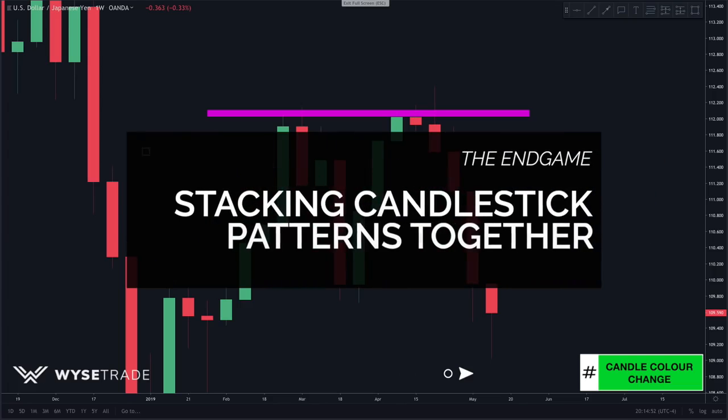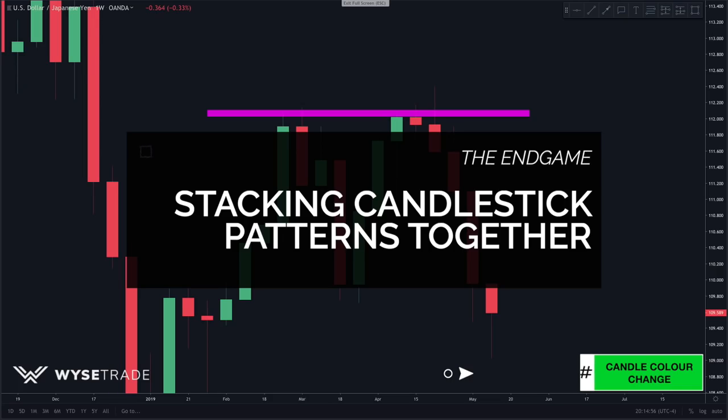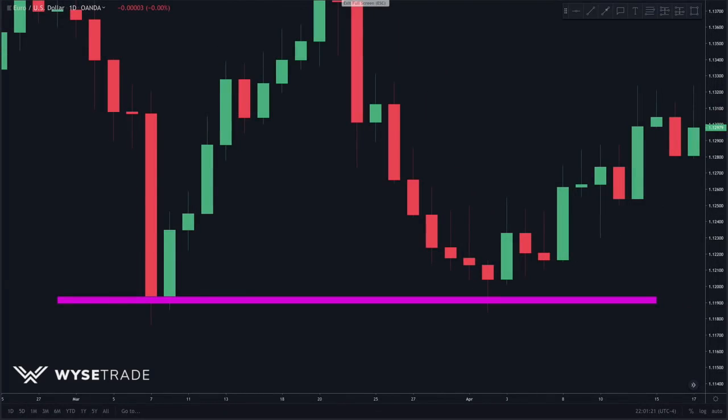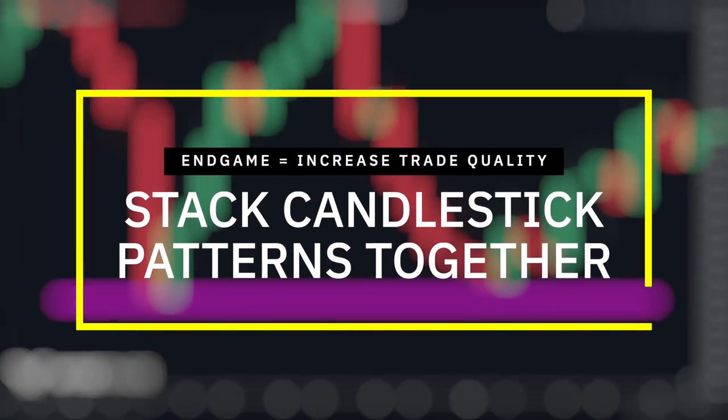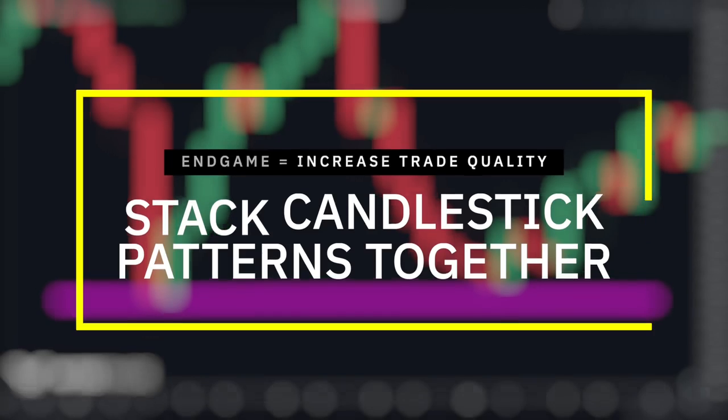This also leads us to our next section, which is combining candlestick patterns together. So let's jump to that. Now, in this section, we put it all together. Just like how we showed you in the previous video, how to stack support and resistance traits, you can also stack candle patterns together to increase trade quality.